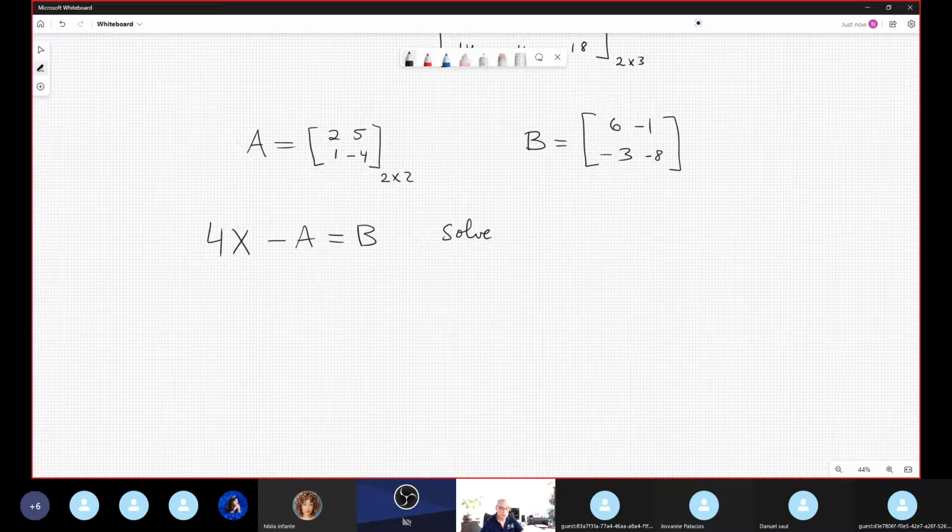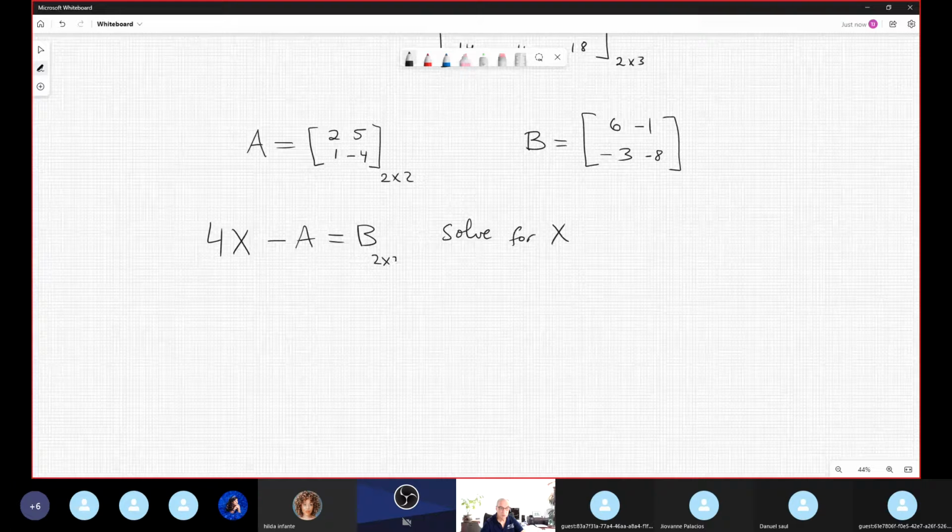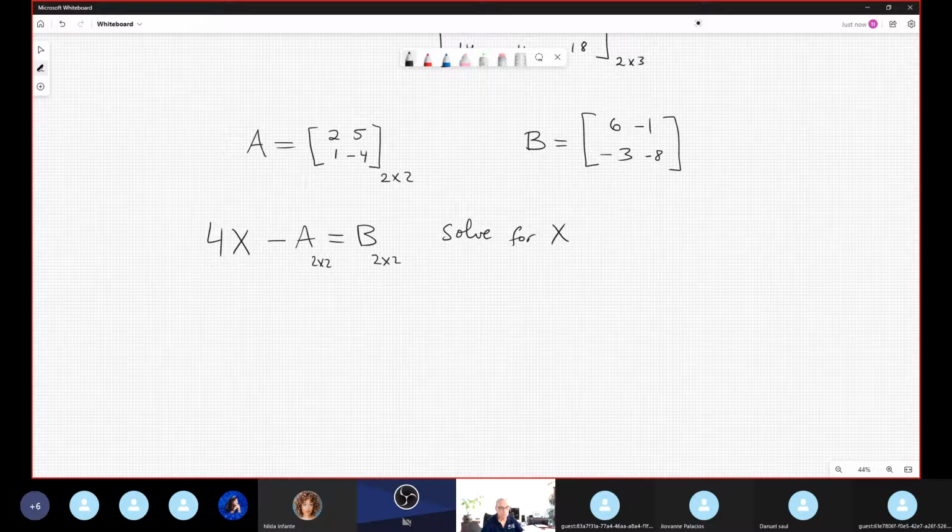Solve for x. Wait, I am confused. B is a 2 by 2 matrix. A is a 2 by 2 matrix. Now, 4 is a scalar. So I suppose everything matches under the supposition that x is not a scalar, it's a 2 by 2 matrix.